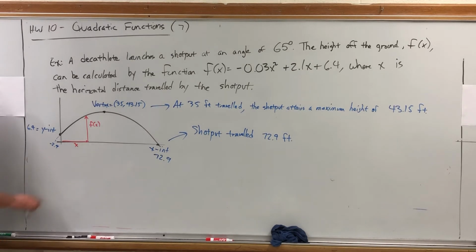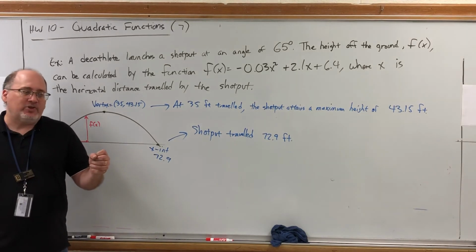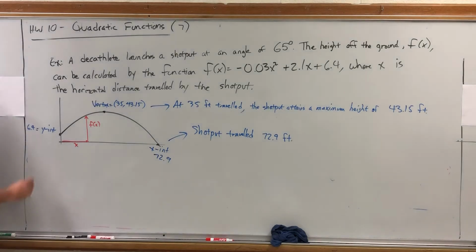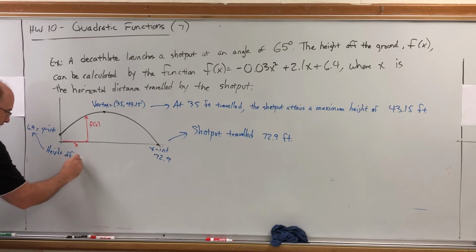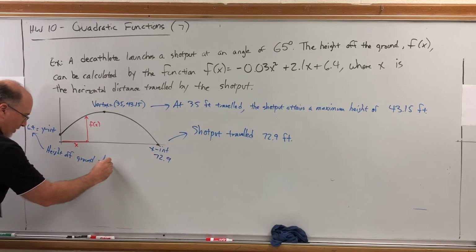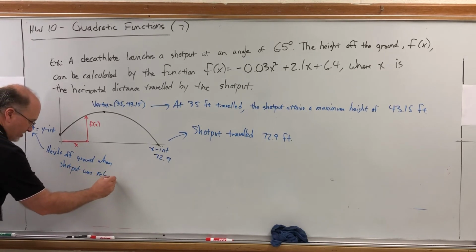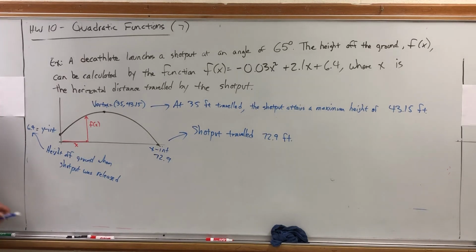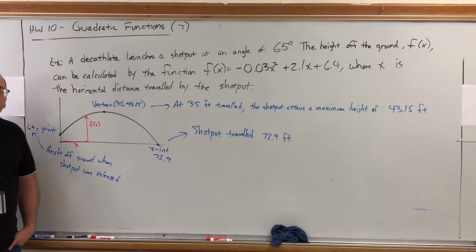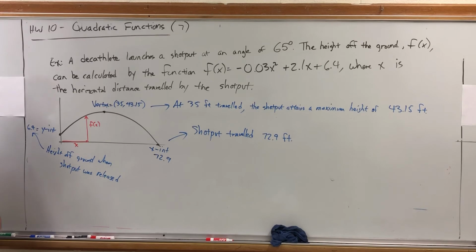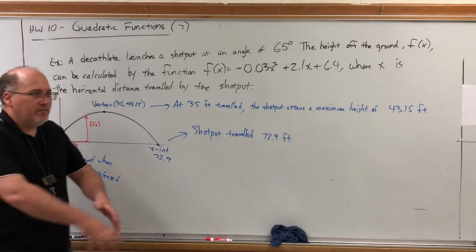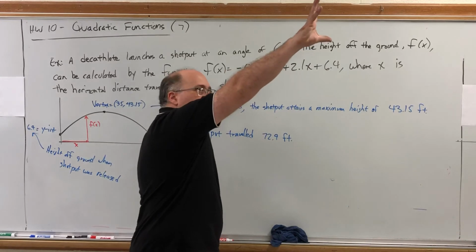So what does this y-intercept represent? This y-intercept represents how far the shot put was off the ground when it was released. So this is the height off the ground when the shot put was released. The intention of this was to talk about the vertex, but I wanted to show you that the intercepts also had meaning in the context of the problem. Does this mean that the shot putter was 6.4 feet tall or about 6'5"? Not necessarily, because normally when they release a shot put, it's like this, so he might actually be a little bit shorter.